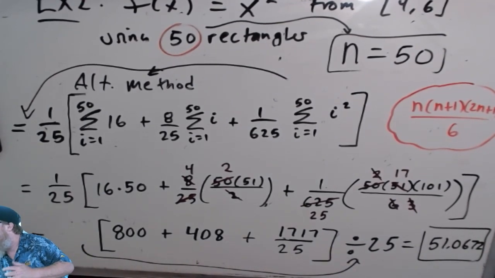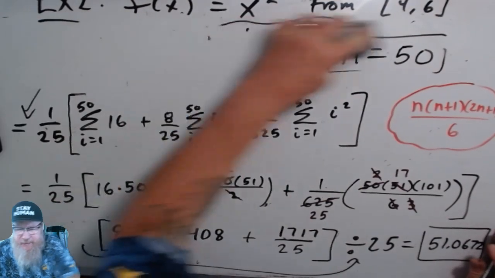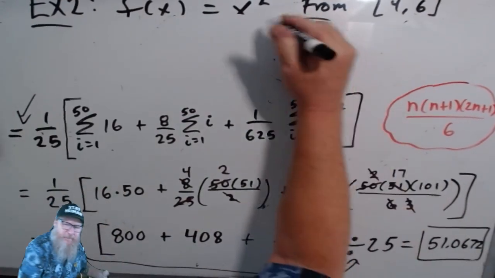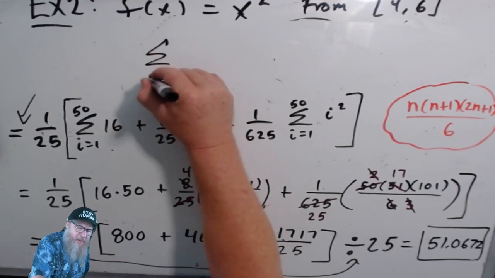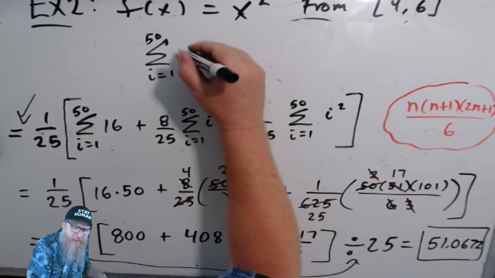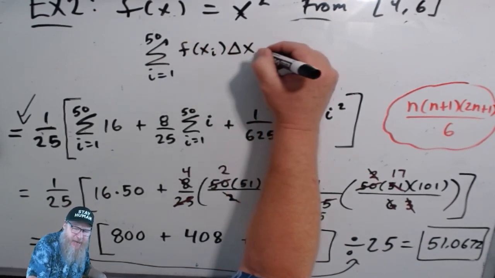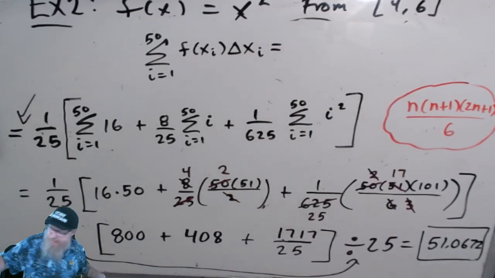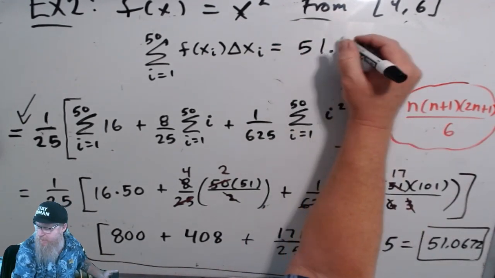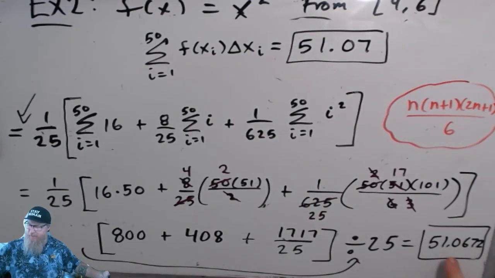Let's see, round to the nearest hundredth. So the answer is the Riemann sum from i equals 1 to 50 of f of xi delta x is equal to 51.07. So it's 51.0672, and I'm rounding to the nearest hundredth.